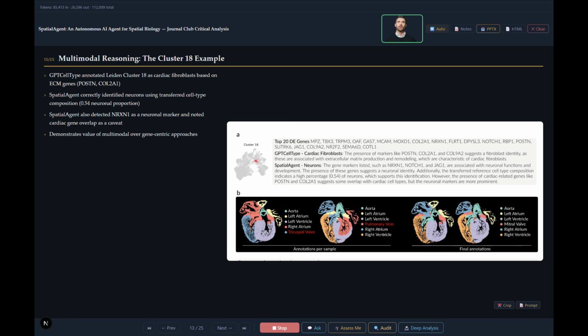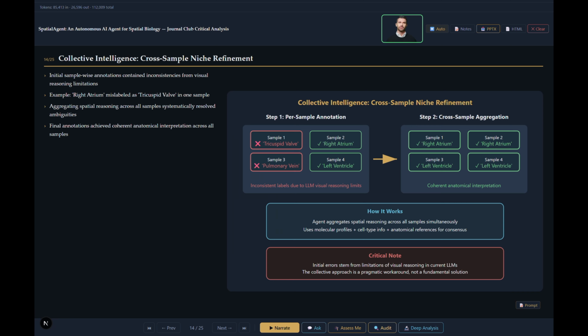Crucially, SpatialAgent also flagged the overlap with cardiac genes as a potential caveat. This is exactly the kind of transparent, multi-source reasoning that distinguishes agentic approaches from simple LLM prompting. Here is a question: how often do we see this kind of misannotation in practice with single-modality approaches?